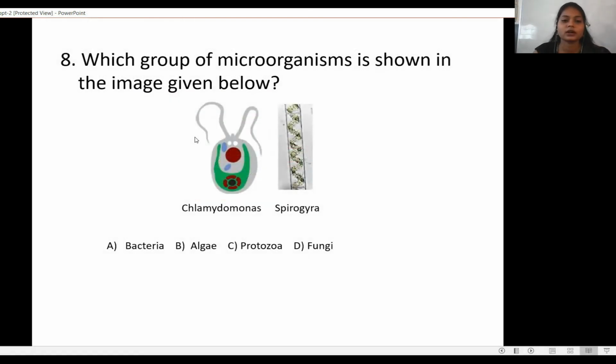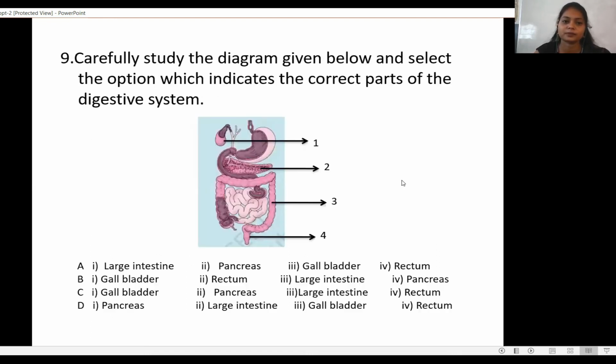Okay, next question is based on the picture. Which group of microorganisms is shown in the image given below? So here you can observe two pictures, and the first picture is of Chlamydomonas and the other picture is of Spirogyra. These are what? These are the pictures of algae. So here which will be the correct option? Algae. Okay, so you have to pick the second option.